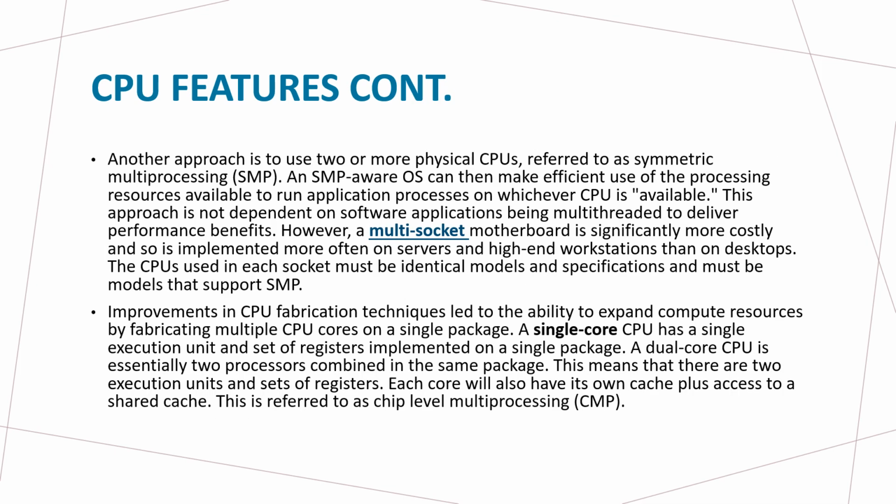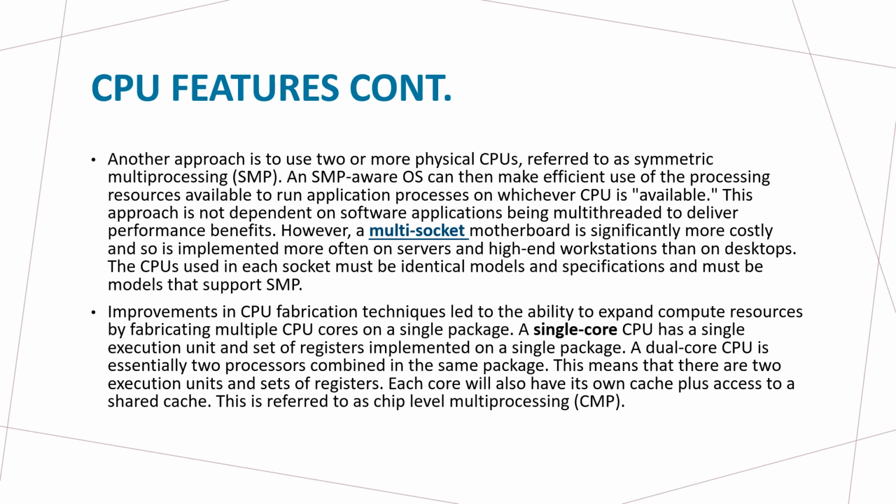Another approach is to use two or more physical CPUs, referred to as symmetric multiprocessing. An SMP-aware OS can then make efficient use of the processing units available to run application processes on whichever CPU is available. This approach is not dependent on the software applications being multi-threaded to deliver performance benefits. However, a multi-socket motherboard is simply more costly, and so is implemented more often on servers and high-end workstations than on desktops. The CPUs used in each socket must be identical models, and the specifications must be models that support SMP.